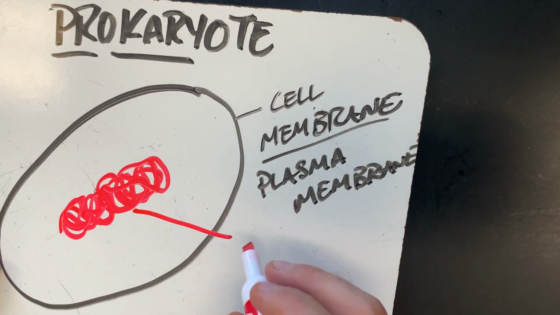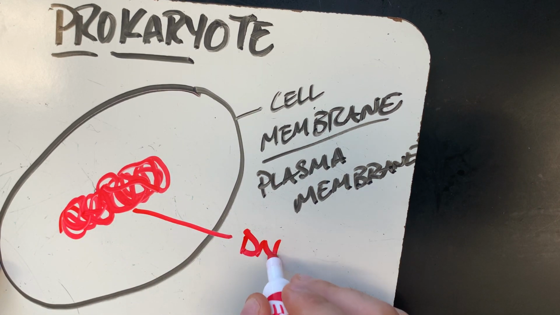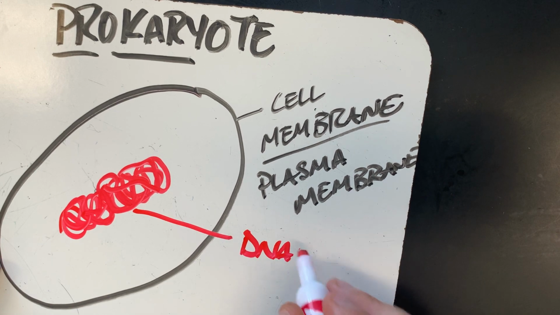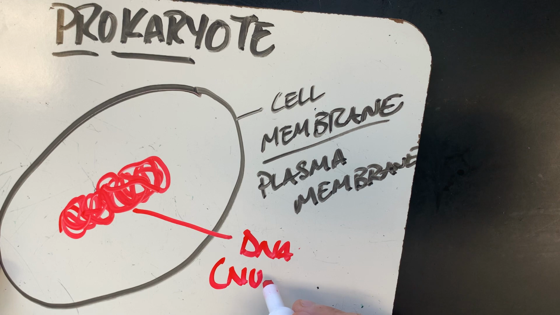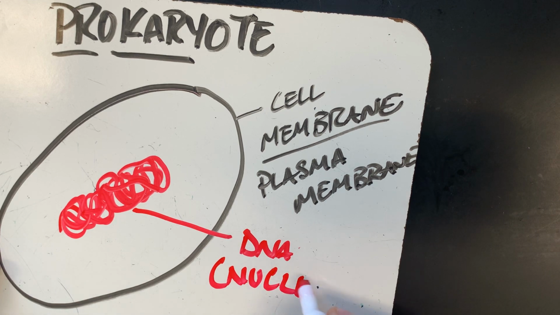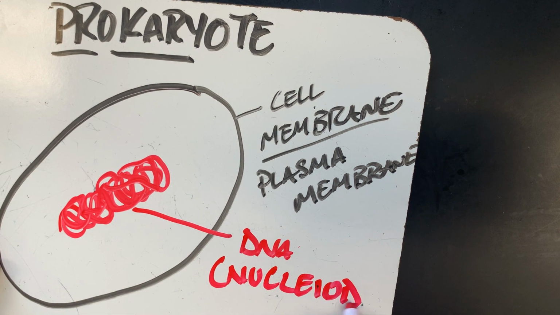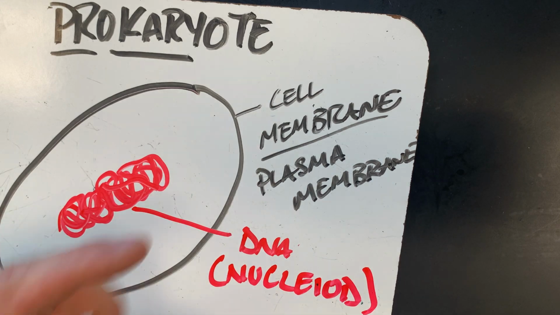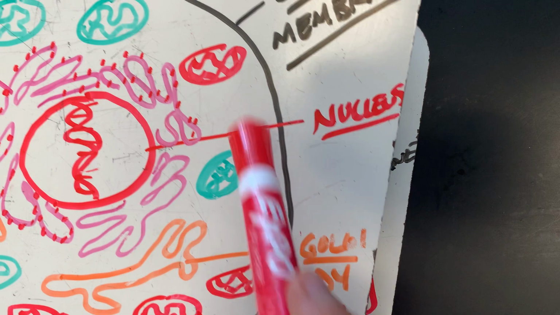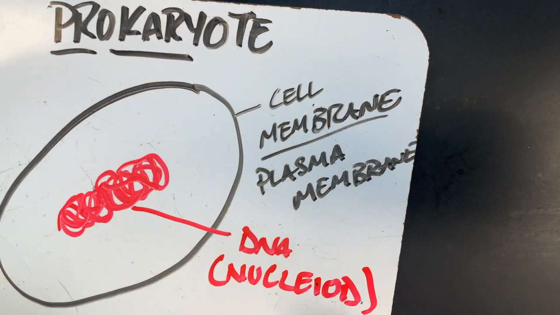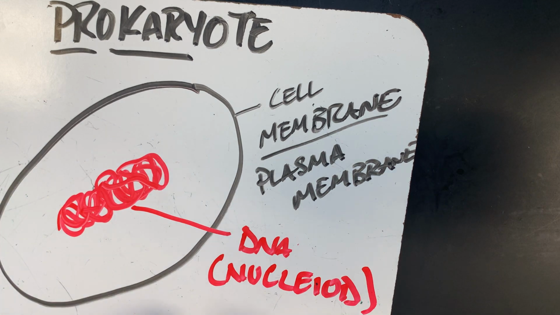And this is DNA, and it's in a region called a nucleoid. They say it's sort of like a nucleus, but it's not. All of these organelles here, remember, have that membrane around them, a plasma membrane around them. These do not. This doesn't. There's no little plasma membranes in here.